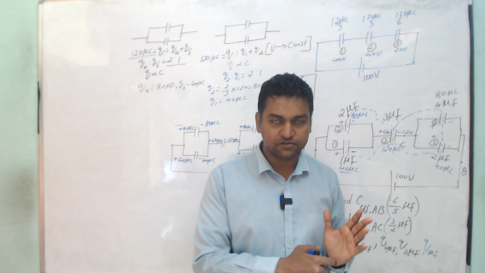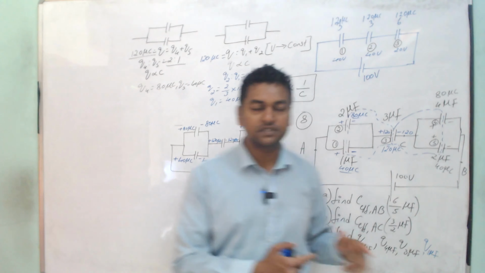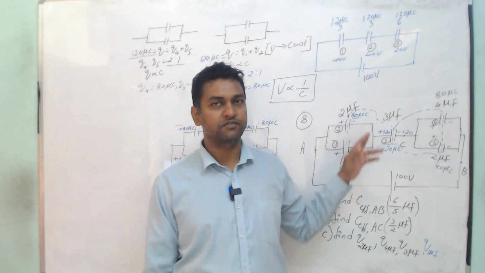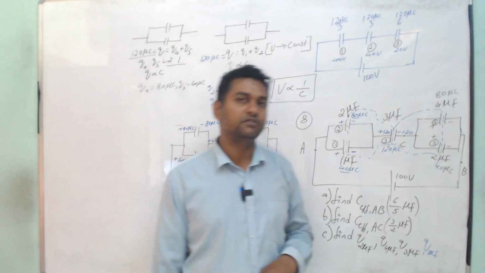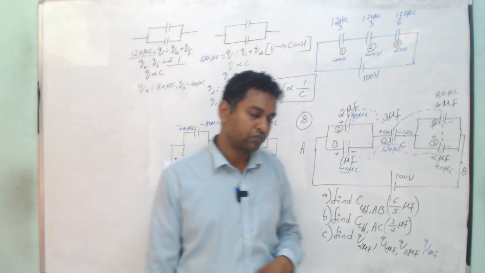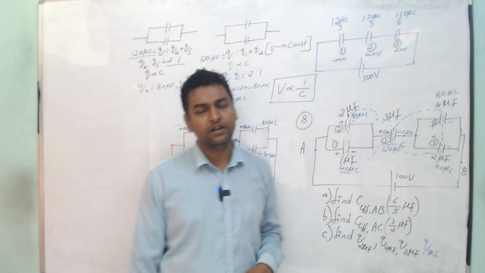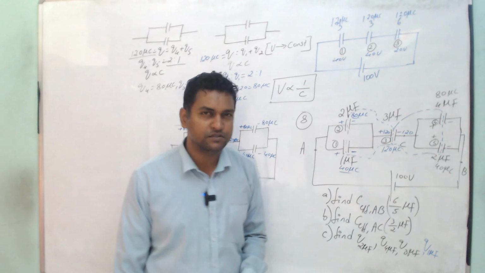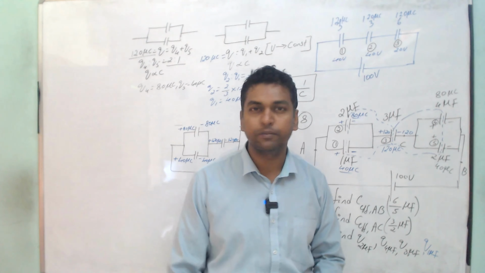1 by 3 plus 1 by 3 plus 1 by 6 you will do and reverse it again. 5 by 6, again reverse it, you will get 6 by 5. That you have to do carefully, otherwise in many places we will go wrong. After coming to 6 by 5, it was easy. 6 by 5 into 100, 20 into 6 is 120. Easy. I don't need pen and paper for that.